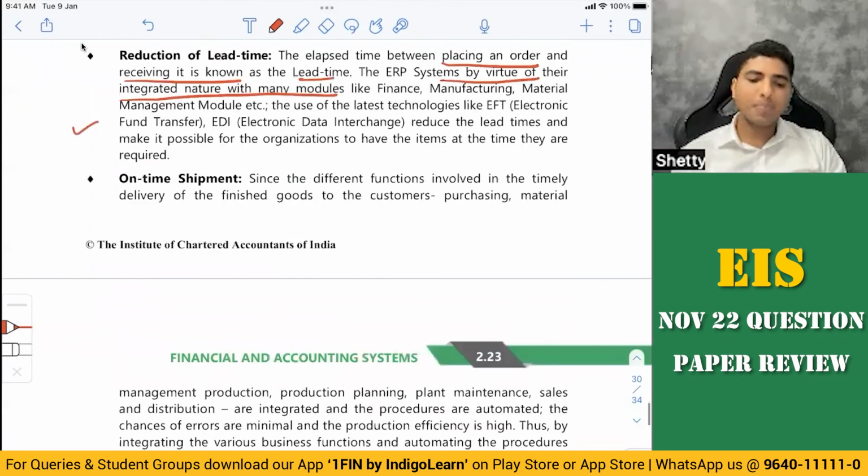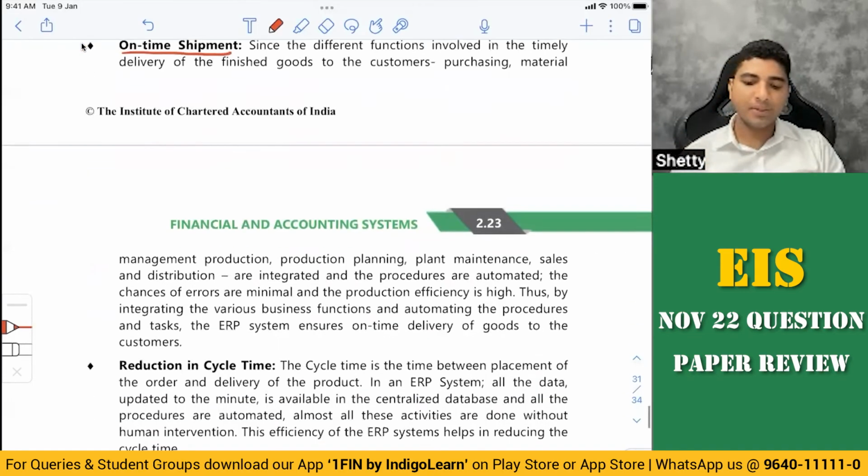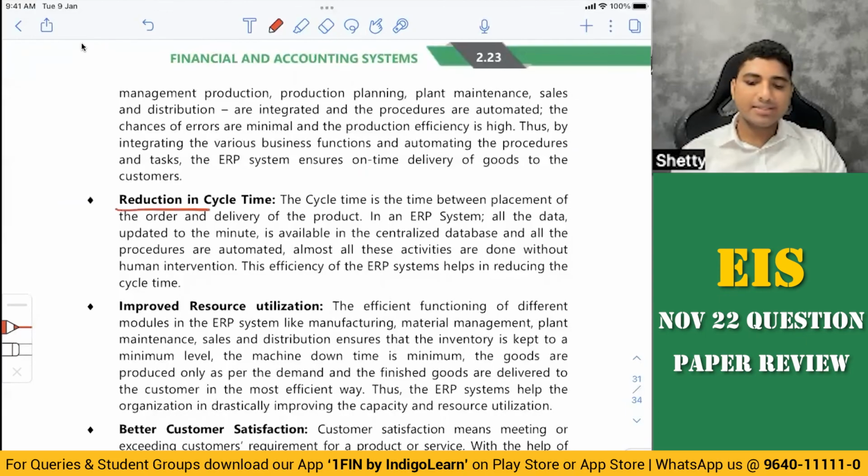On-time shipment. As soon as the order is placed, again, all the departments are interconnected. The sales department will update your inventory team, the inventory team will update your manufacturing team, the manufacturing department will update your purchase team, and the product will be manufactured and automatically the shipment will begin. And again, reduction in cycle time. Now, what is this cycle?